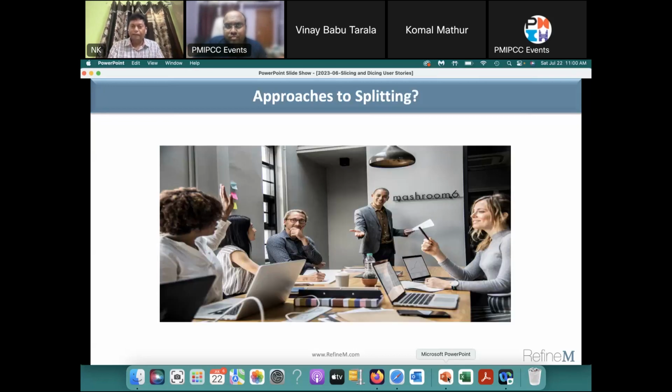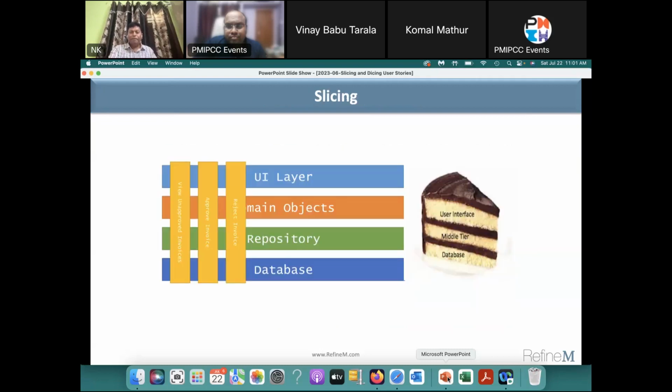All right. So what are the different approaches? We talked about the patterns. Now the different approaches to splitting the story. The very first is slicing. Our topic is slicing and dicing user stories, right?